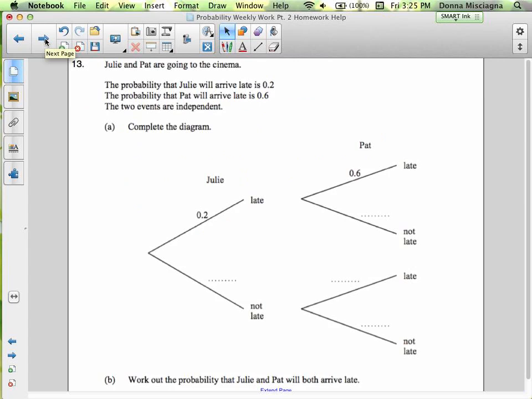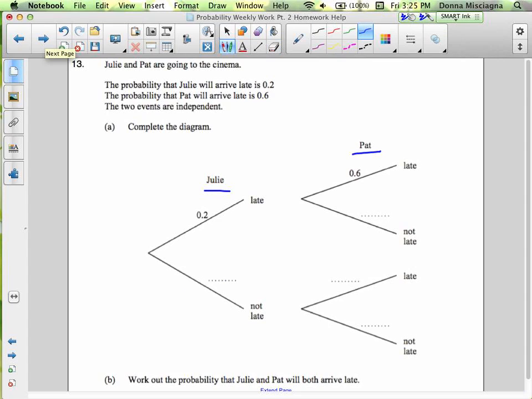Number 13 is a Venn diagram. It's Julie and Pat. So if Julie is on the first branch, it must be Pat on the second branch. I'll give you that one. Maybe not write it there, because you have to write the probability in there, so I'll write it below. Oh no, sorry, that's all Julie. This is all Pat. I knew that.